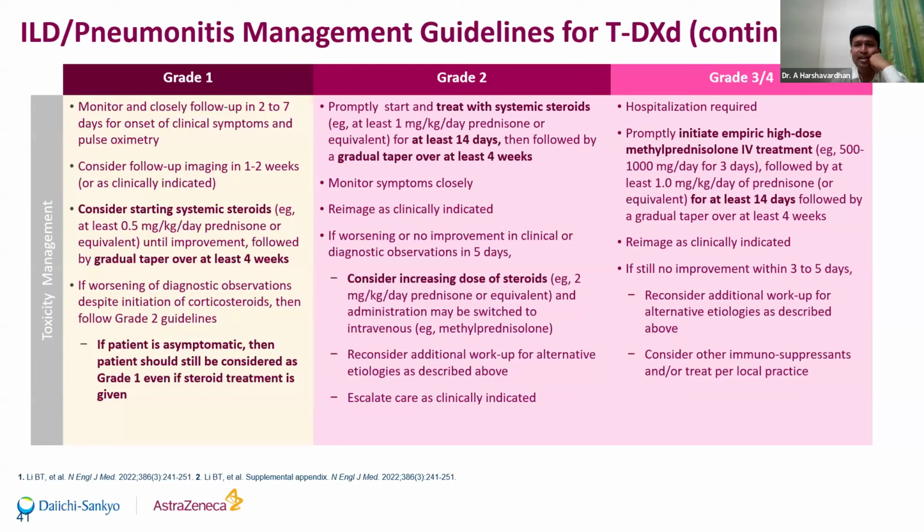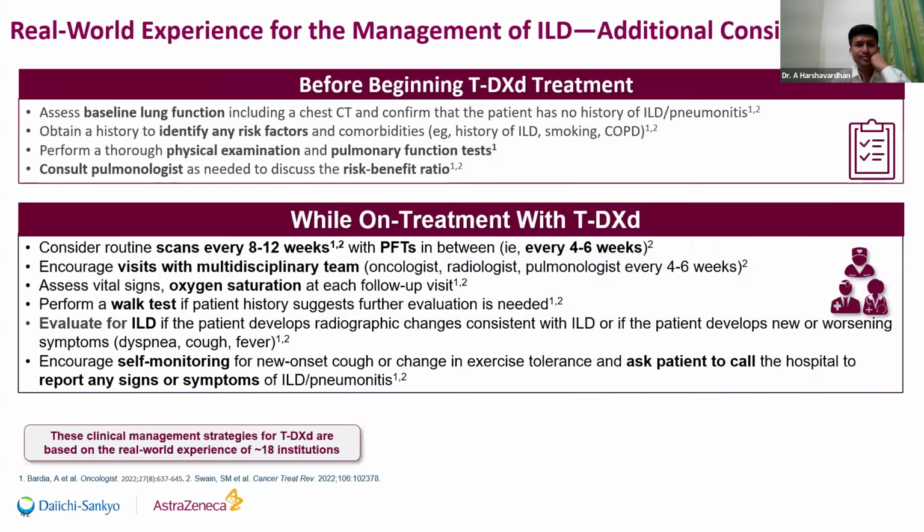Promptly initiate empirical high-dose methylprednisolone IV treatment, that is 500 to 1000 mg per day for 3 days, followed by at least 1 mg per kilogram per day of prednisolone for at least 14 days, followed by a gradual taper over at least 4 weeks. And if there is still no improvement after 3 to 5 days, we should consider other etiologies like infection.